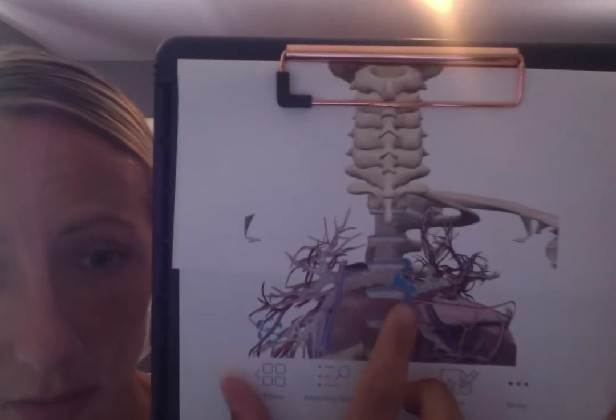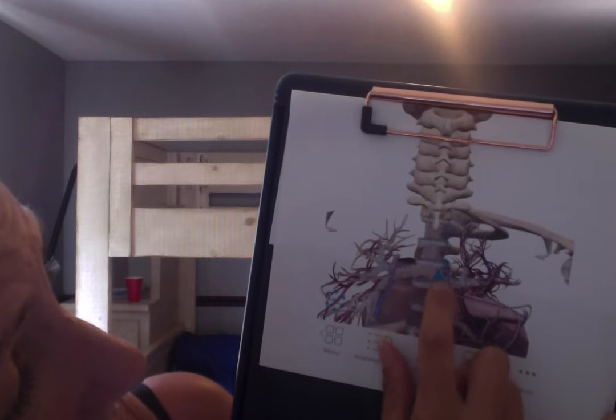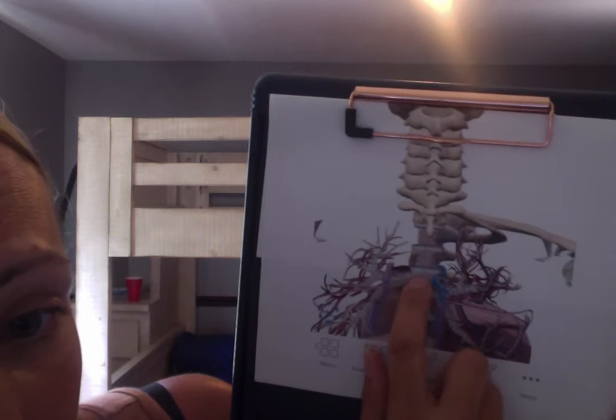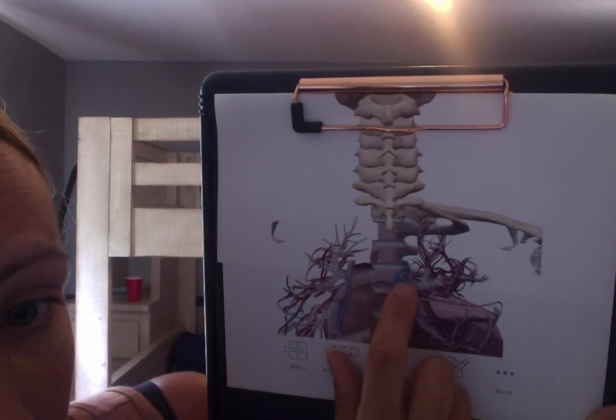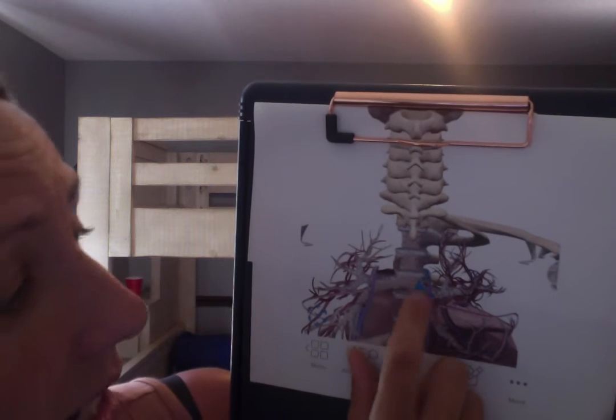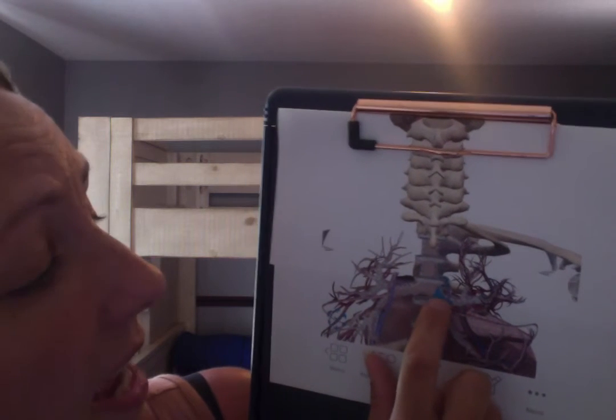And then we have the right primary bronchus right over here. So you would have the left right here, and then the right is right here. It goes down a little bit, and the right is much smaller than the left as well.